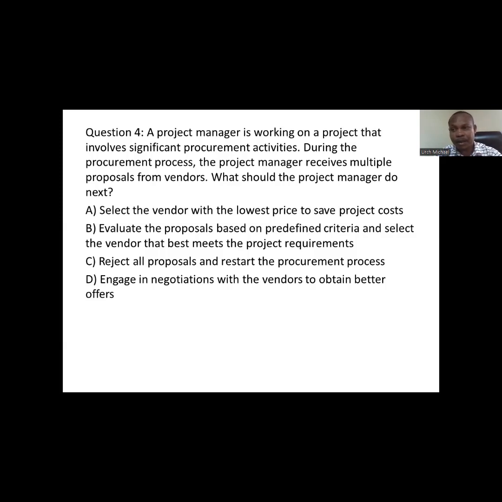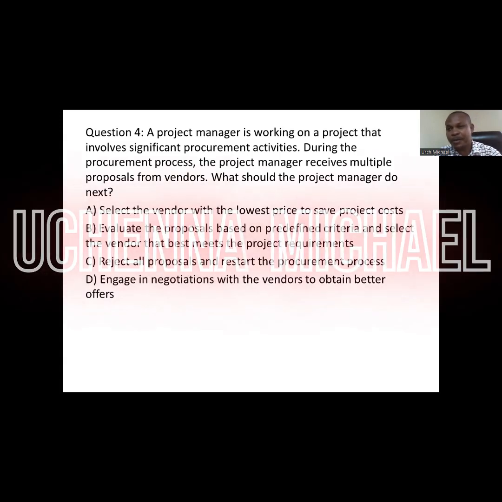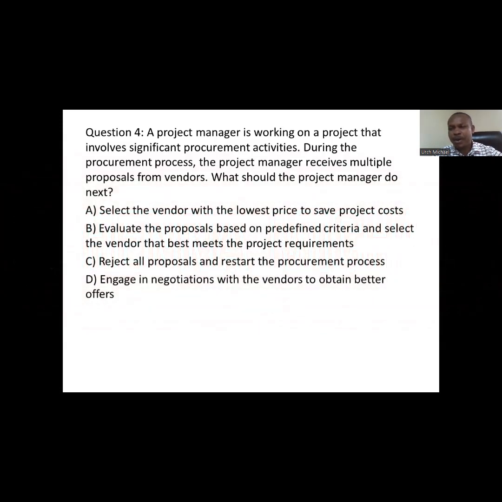That looks very promising. But let's look at other options before we come back to that. Option C says reject all proposals and restart the procurement process. No, there has to be an evaluation, no matter the bulk of the vendors you have. Just do an evaluation. So C might not be the right option there.